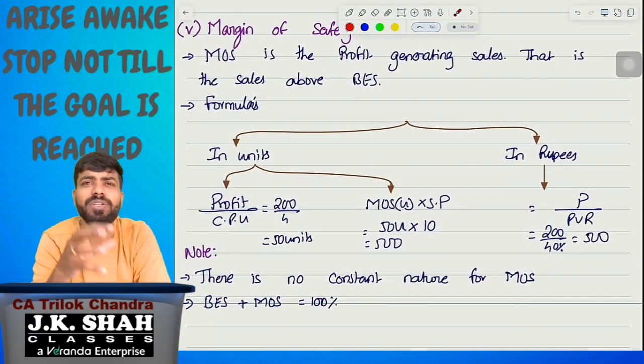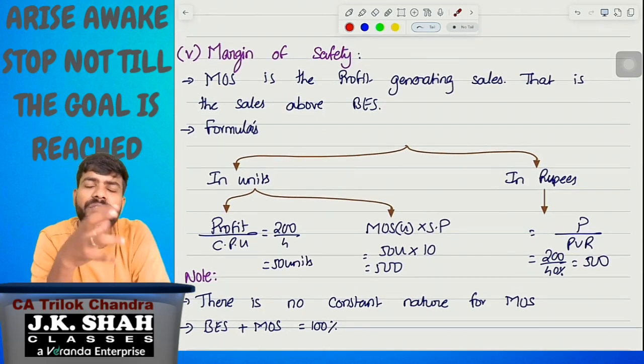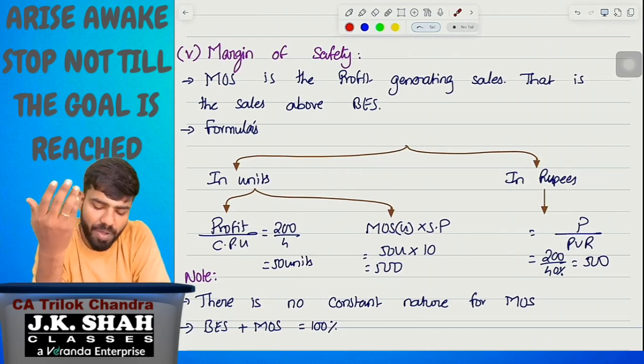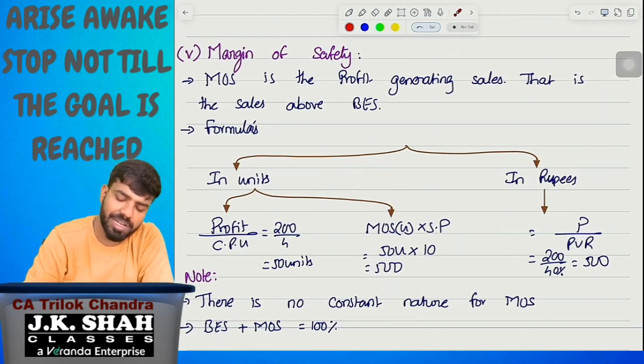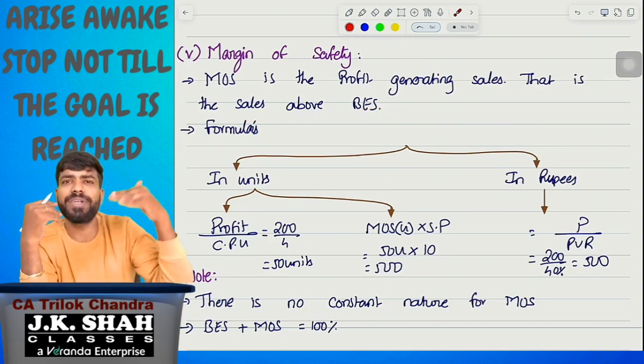I already told you about the units which generate the profit. The units which generate the profit are called the margin of safety, which is also called the profit generating sales. Or this is also called the sales above the break-even sales, once we touch the break-even point.